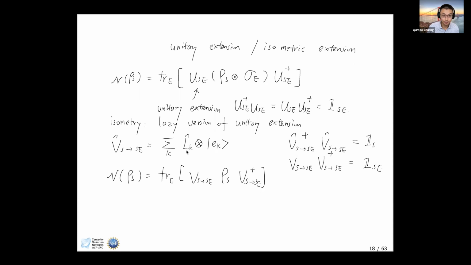Coming from this Kraus operator L_K, you can actually just append the environment basis e_K, and you can sum over K, and you can verify that this forms an isometry from the system S to the joint system S and E. And isometry is in the sense of these two relations. If you go from S to SE and then apply the dagger, you go back to S, you recover the identity operator, meaning if you do this and its inverse, nothing happens on the system. And if you interchange the order of these two operations, then it will be an identity operation on the joint system S and E. So sometimes you might see people writing out isometry instead of unitary, because unitary requires more work in deriving all the things, but isometry sometimes saves some trouble.